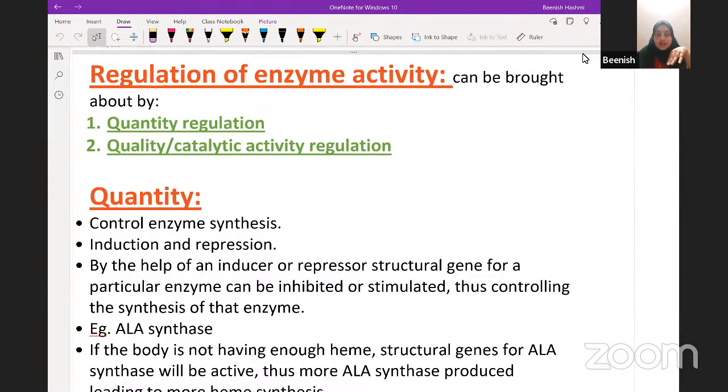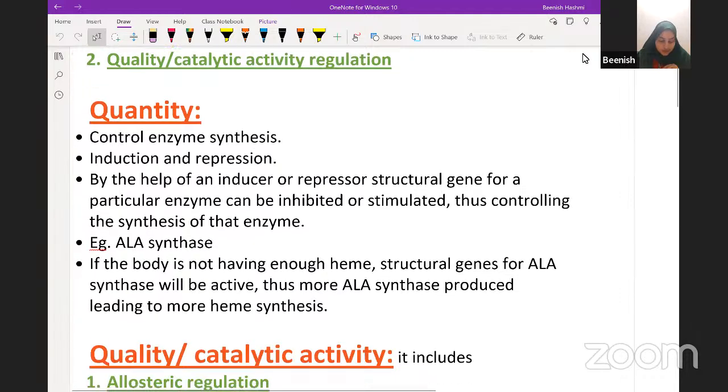Now you can regulate the enzyme activity by either regulating the quantity of the enzyme or by regulating its quality, or catalytic activity. So there are two types of regulation. One is you control the quantity, the amount of the enzyme that is synthesized or produced. And the second is that you control its function, you control its quality or its catalytic activity. Okay, so talking about the quantity first, quantity regulation.